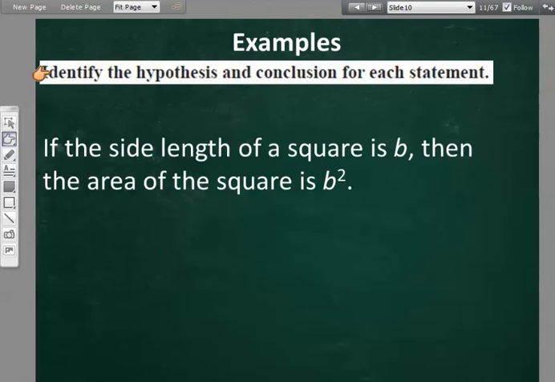So let's look at some examples. Identify the hypothesis and conclusion of each statement. It says if the side length of a square is b, then the area of the square is b squared.